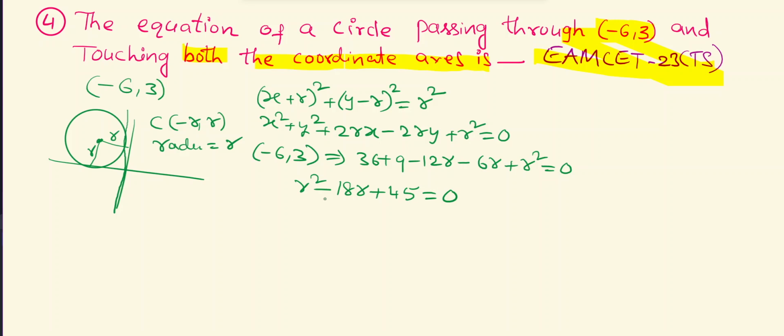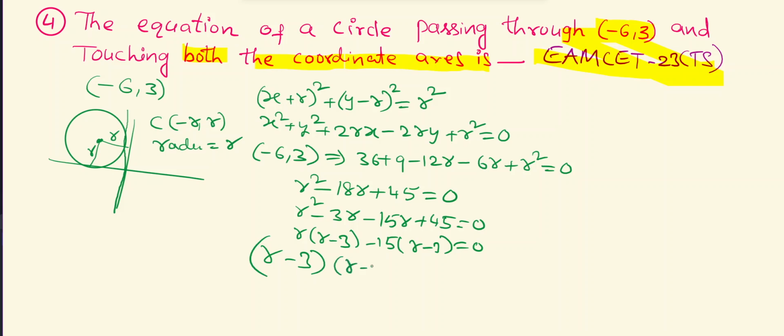So 15 threes are 45, and 15 plus 3 is 18. This is written as r square minus 3r minus 15r plus 45 is equal to 0. So take r common: r into (r minus 3), minus 15 common, (r minus 3), is equal to 0. From this, (r minus 3) into (r minus 15) is equal to 0. The radius of that circle is 3 or 15.